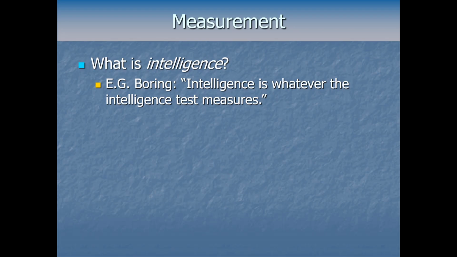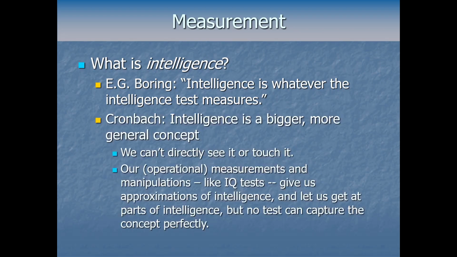A famous historian of psychology, the probably aptly named E.G. Boring, once said intelligence is whatever the intelligence test measures. That's what intelligence is. In other words, there's no real thing, intelligence, that exists beyond our clumsy and fumbling attempts to assign values using a particular IQ test. However, most people don't see things that way. Most of us think there is some kind of real concept there that our label intelligence is pointing to. And we want to do our best to capture that thing with our measurements.